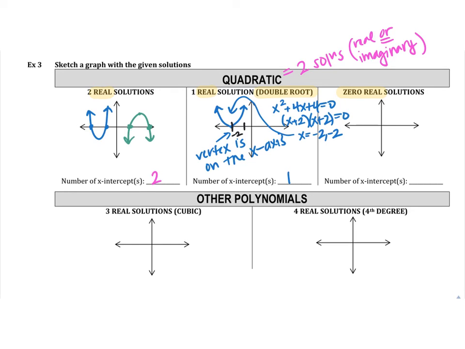Okay, and if I had 0 real solutions, so again, that would mean there's 2 imaginary, my whole parabola would never cross the x-axis. So if I had my vertex here, I'd have to open down. I also could, you know, put my vertex right here and open up. Okay, but it would never cross the x-axis.